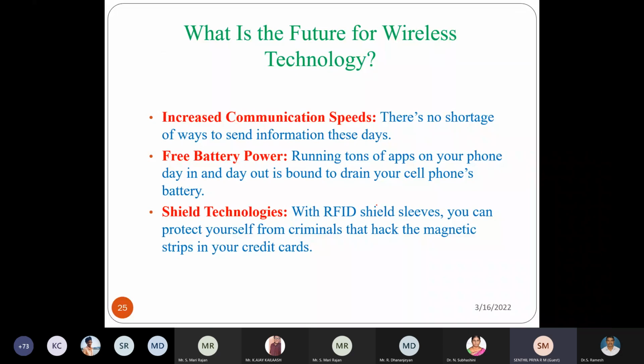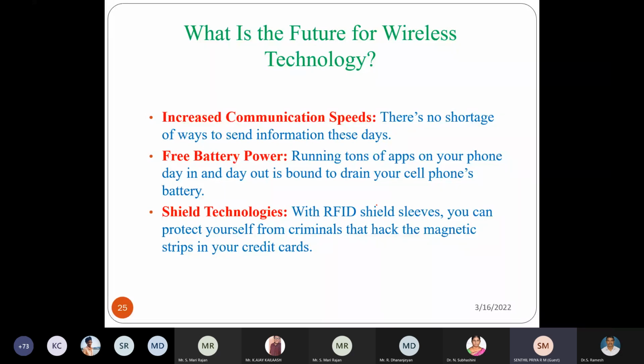So again we are going for searching what is the next one. Already we improved speed, a lot of speed is improved, and from 4G to 5G also we get the system responding as fast as we can. And once again, we are going for increased communication speed. There is no shortage in any information sending, and we are going for free battery power. Okay, so tons and tons of apps you can implement, right?